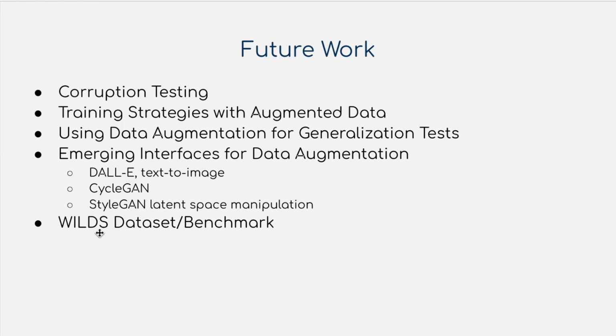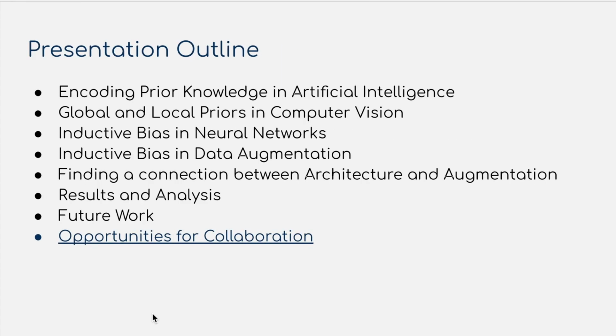And then finally, we have the WILDS dataset benchmark of real-world examples of distribution shift, which we're looking to connect to the prior knowledge in architecture, data augmentation, and the overall framework for how we look at distribution shift and study it with data augmentation. This concludes our presentation of investigating the generalization of image classifiers with augmented test sets.